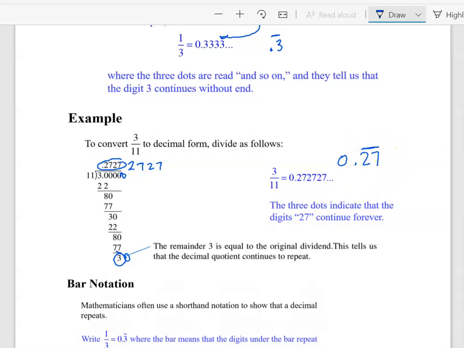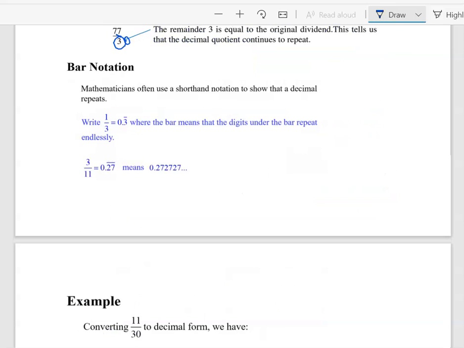Okay, and now this is what this next part's talking about, bar notation. And so 1/3 can be written 0.3 with a line over it. 3/11 can be written 0.27 with the bar over it because it repeats.